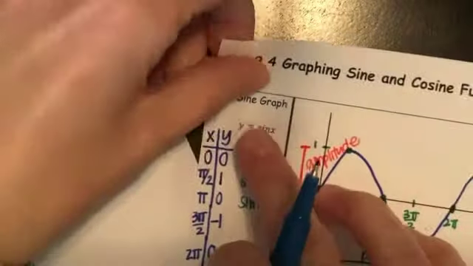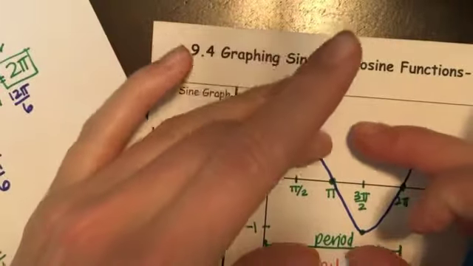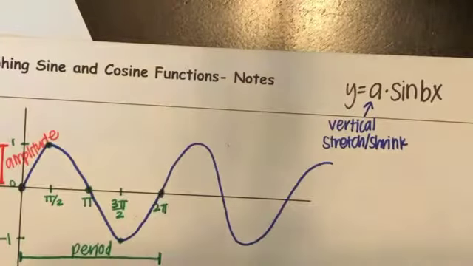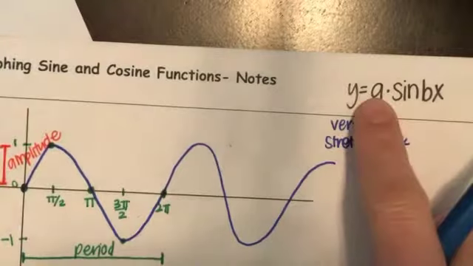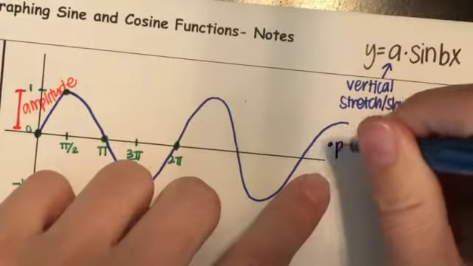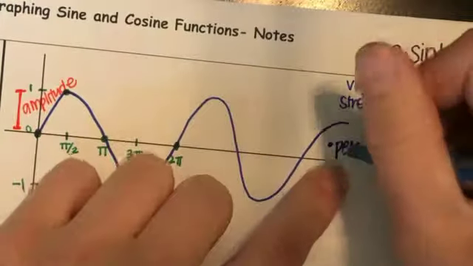So if I had a value out in front like 1/2, it would not have an amplitude of 1, it would shrink it down. Okay, so another thing we want to know about the a value is that it is always going to tell you the amplitude. Okay, so we're going to write that down. To find the amplitude.